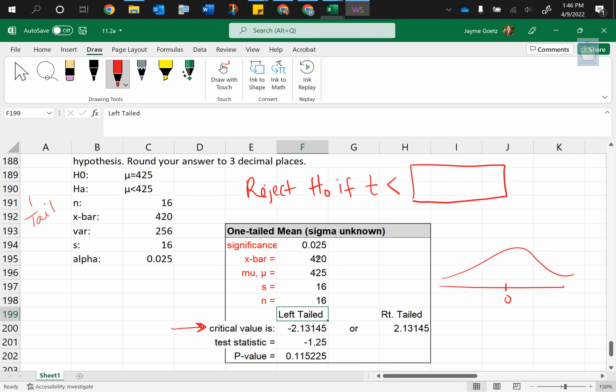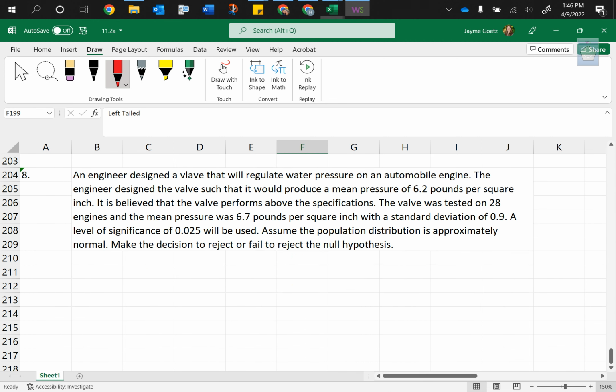Now, let's find out. What do you guys think? Are we going to reject the null or are we not? So if I look at my test statistic, it's negative 1.25. It's right there. It's in the fail to reject region, so we're going to fail to reject this null hypothesis.